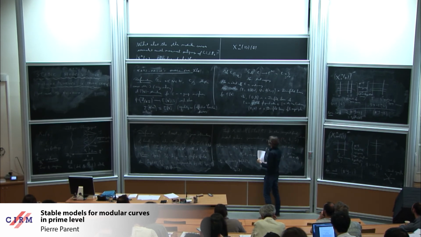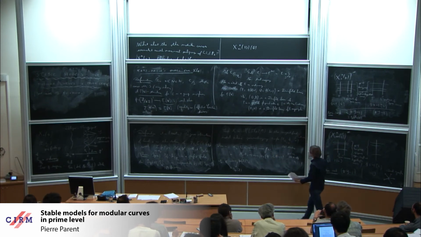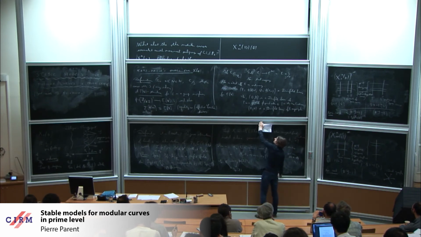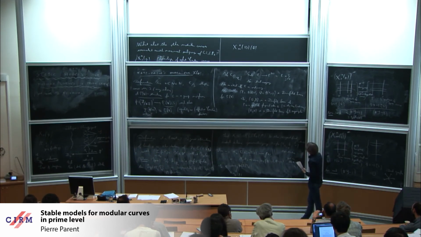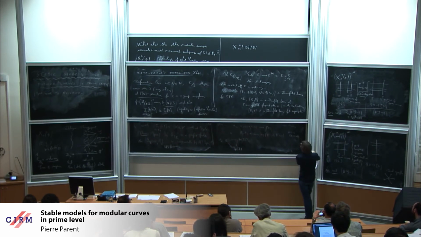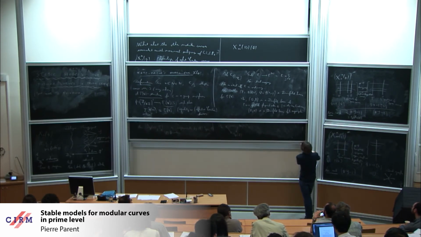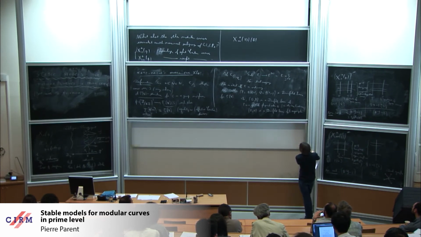And then we see that this object decomposes into a certain number of irreducible components, which I will denote by X_i. And those are the objects on which Katz and Mazur give a description.